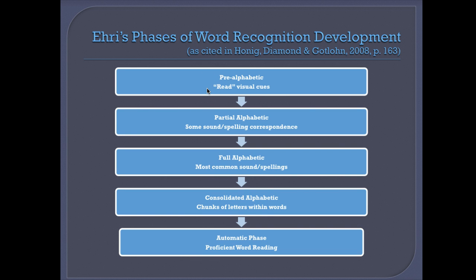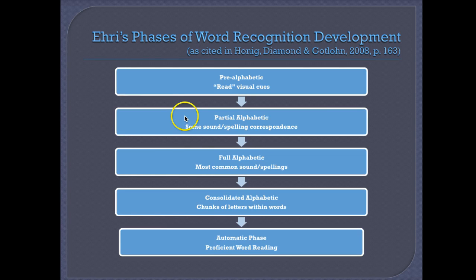Moving on, the next phase is partial alphabetic, where they know some sound-spelling correspondences. And here a student at this stage might guess a whole word based on the first and last letter. After that, we come to the full alphabetic, where they know most common sound spellings. Here they have extensive knowledge of the alphabetic system. They recognize letters and sounds. They use their knowledge to read words. And while they read, they attend to each letter in the word.